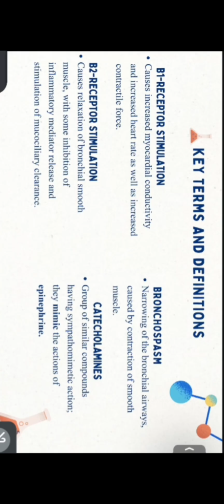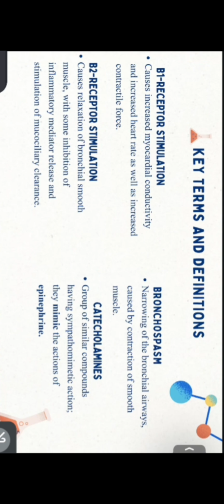beta-2 receptor stimulation, it causes relaxation of bronchial smooth muscle with some inhibition of inflammatory mediator release and stimulation of mucociliary clearance. So, ulitin natin na ang pinaka main point ng beta-2 receptor natin is to cause relaxation of bronchial smooth muscle or bronchodilation. Now, for the bronchospasm, nasabi natin kanina na ang bronchospasm is the narrowing of bronchial airways. So, it is caused by the contraction of smooth muscle.